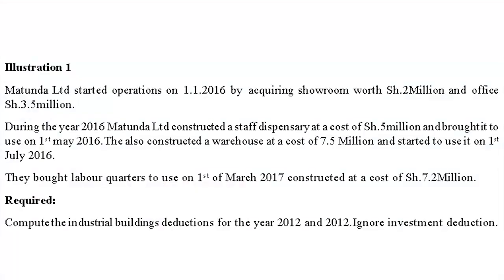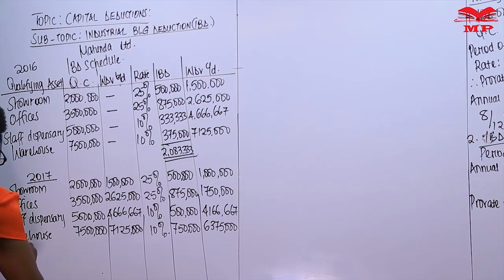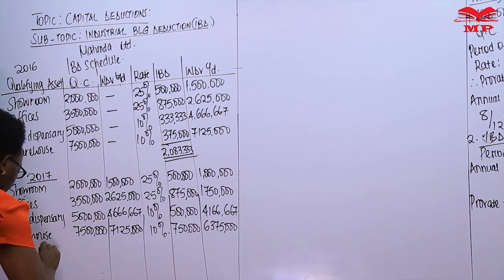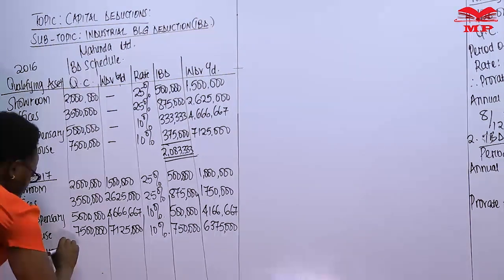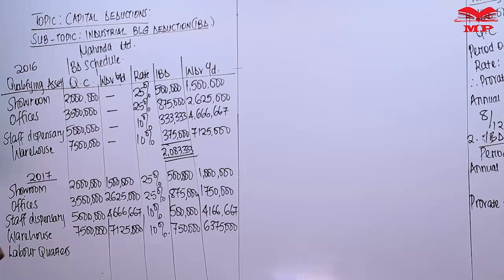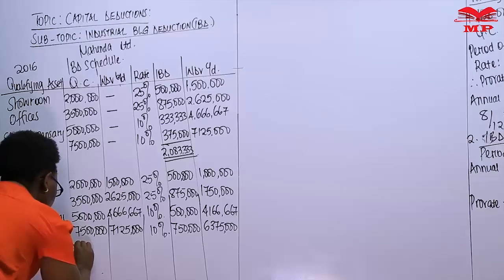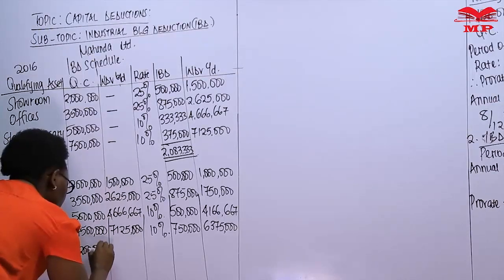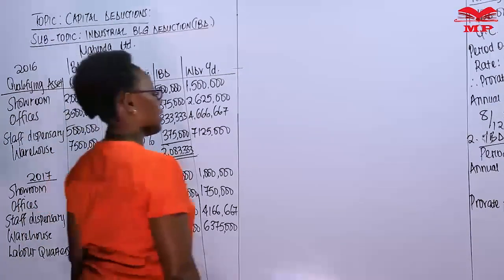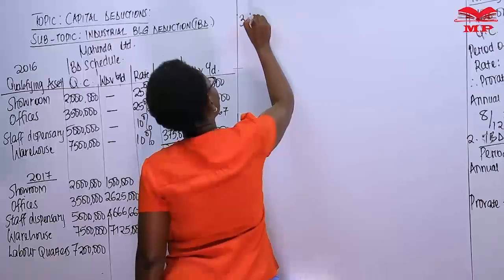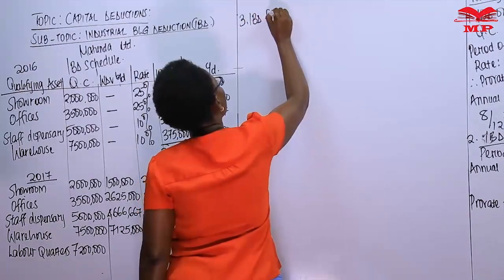Now back to our question. In 2017, they bought labor quarters, and these were occupied from 1st of March. So there is labor quarters. The labor quarters had been constructed at a cost of 7.2 million. So we will do our working for that. Working 3, IBD for labor quarters.